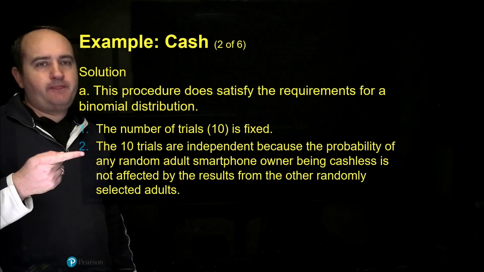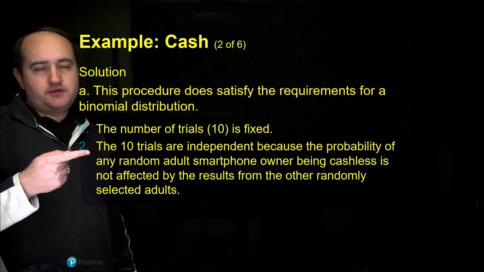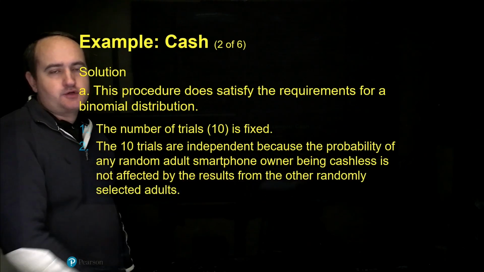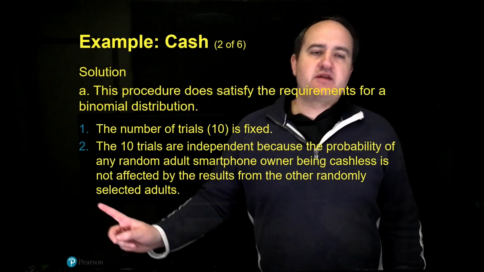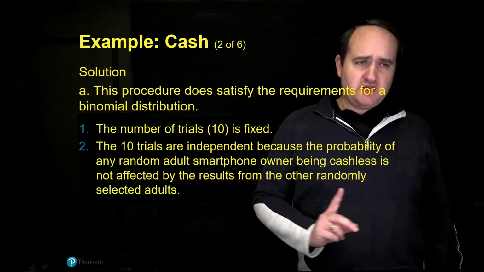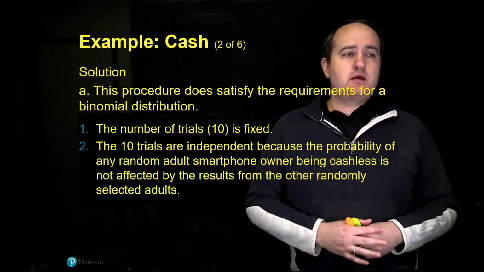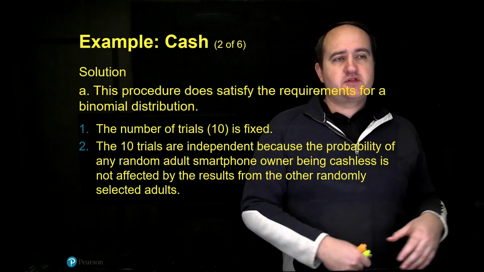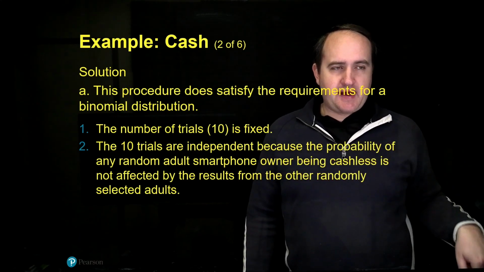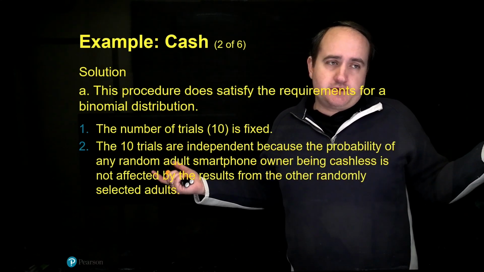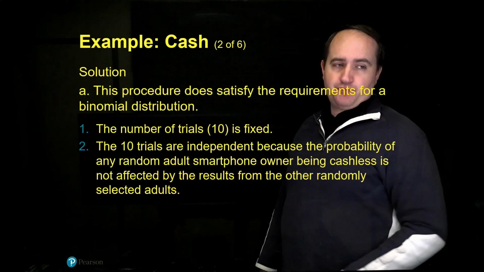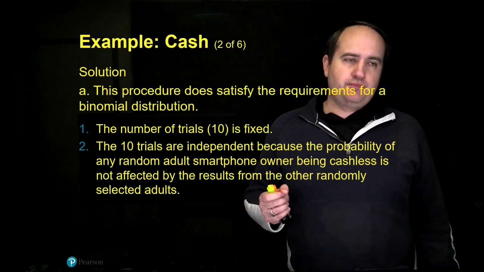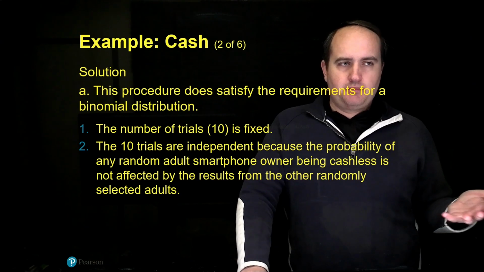The second condition is also satisfied. So the 10 trials are independent because the probability of any random adult smartphone owner being cashless is not affected by the results from the other randomly selected adults. Because like we said, we're selecting someone at random, and then we're putting them back into the pool. So that's called with replacement, because we're replacing them back into the pool. And technically the same person could even be picked multiple times. So the chances for each trial remain the same because it's the exact same group of people.